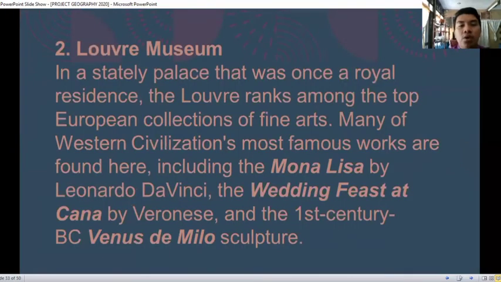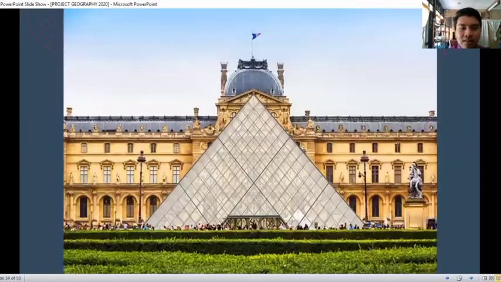Second we have the Louvre Museum. In a stately palace that was once a royal residence, the Louvre ranks among the top European collections of fine art. Many of Western civilization's most famous works are found here, including the Mona Lisa by Leonardo da Vinci, the Wedding Feast at Cana by Veronese, and the first century BC Venus de Milo sculpture. This is the museum.